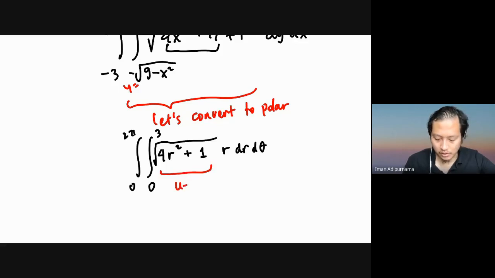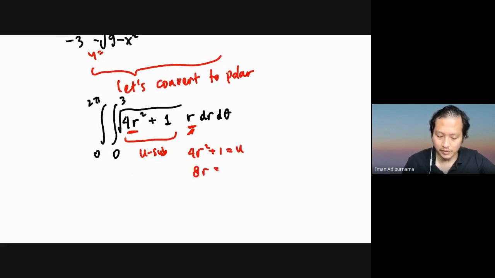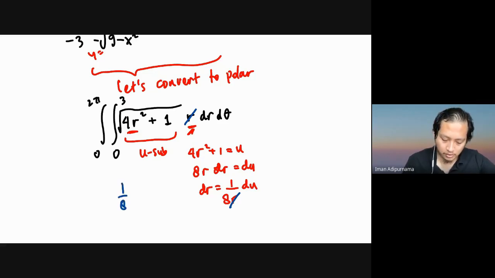We can use u substitution because it has r squared and it's just r, and we can cancel this r later on in our u substitution. So we substitute this into u. We have dr, and dr is 1 over 8r du. So we can cancel this r, and we have 1 over 8 square root of u du.